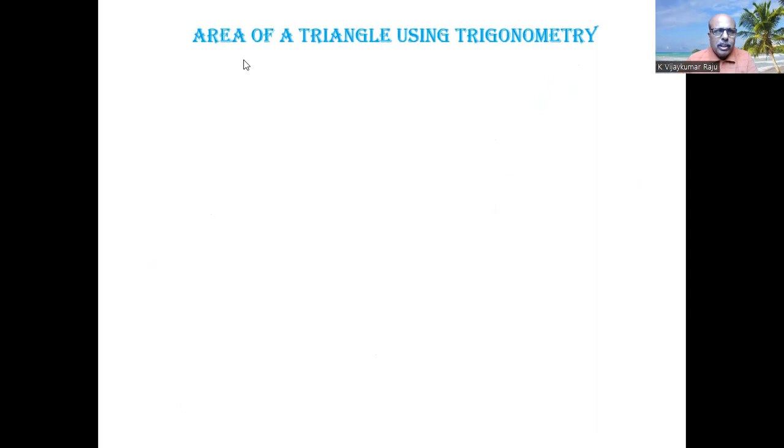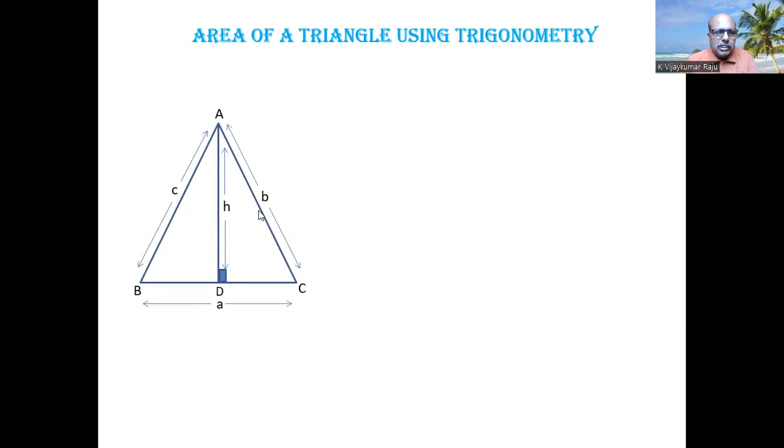Next, area of a triangle using trigonometry. Now, we have seen how to find the area of a triangle. Now, if you use trigonometry to find the area of a triangle, let us use trigonometry to find it. See here, again I take a triangle ABC. This is the height.